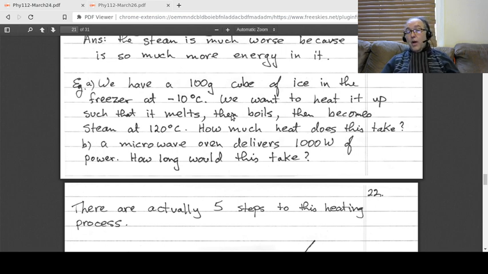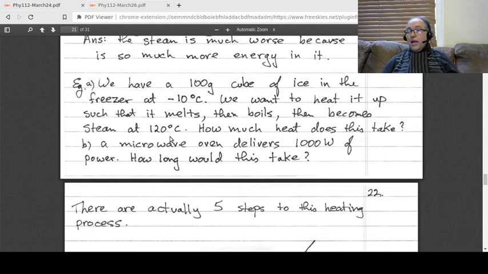What we want to do is heat it up, and not only to the point where it melts and becomes water, but also to the point where that water will boil, and the final state is steam, and we keep heating the steam even after it boils until it gets to 120 degrees Celsius. So we're starting with ice at minus 10 degrees Celsius, and adding heat until it becomes steam at 120 degrees Celsius. The question is, how much heat does that take for a 100-gram cube of ice?